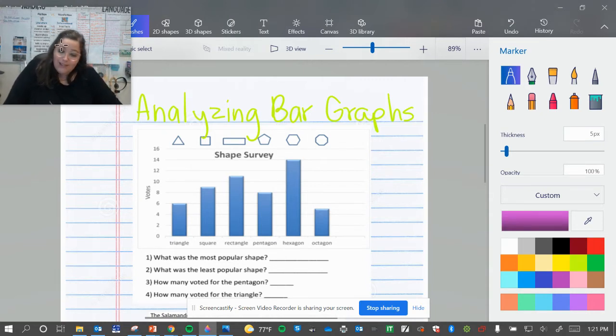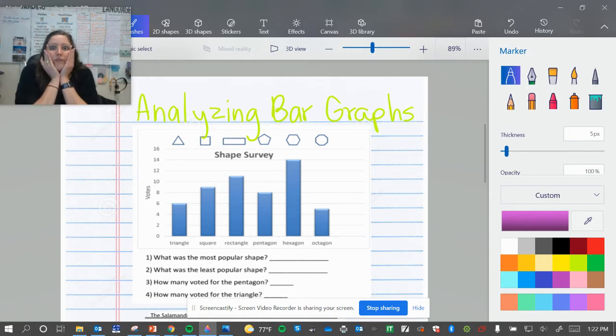What axis is this? Vertical is the y-axis, right? So our y-axis is the number of votes. Our x-axis is the shape that people voted for. Okay. So looking at this, how many people voted for triangle?